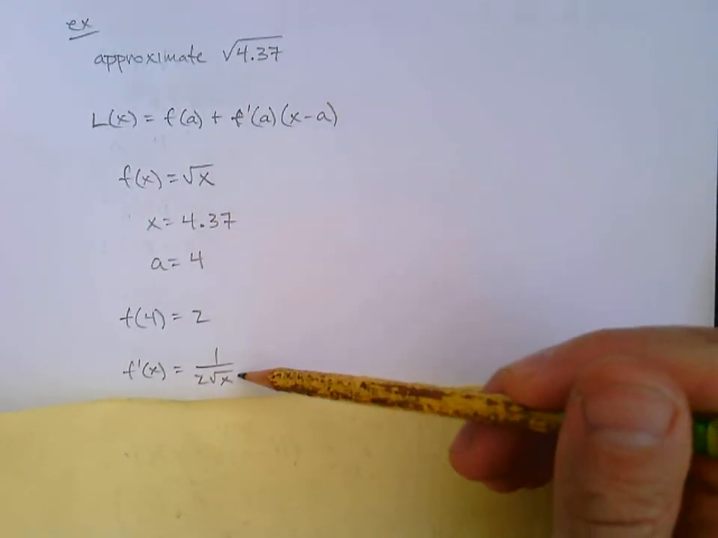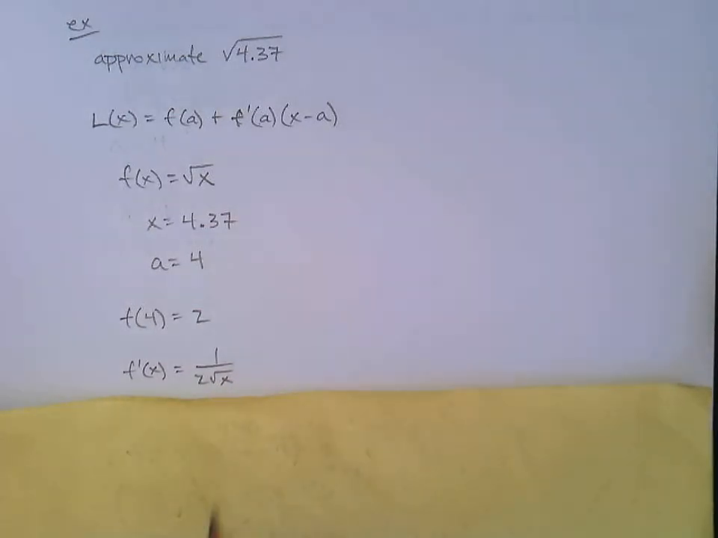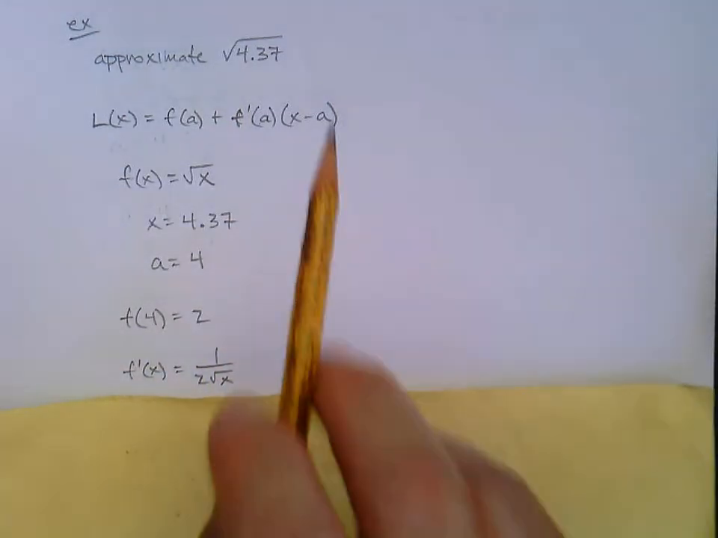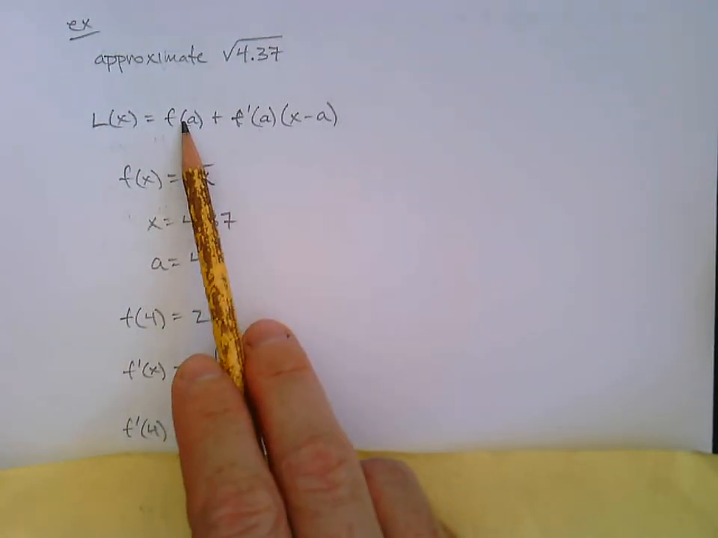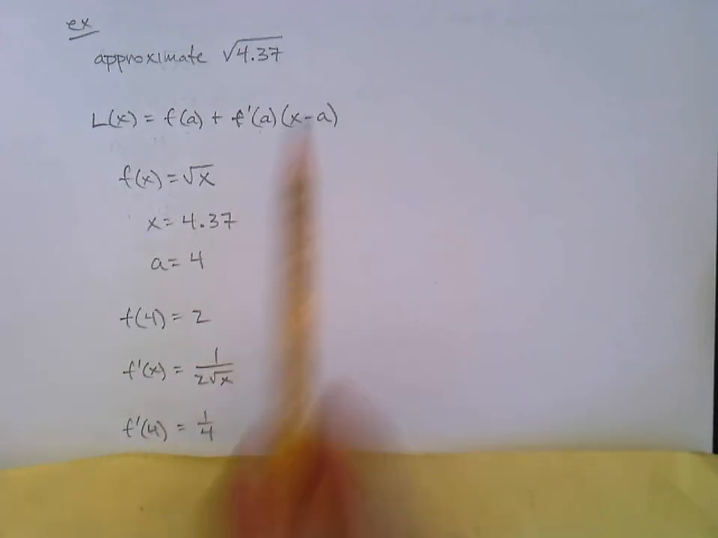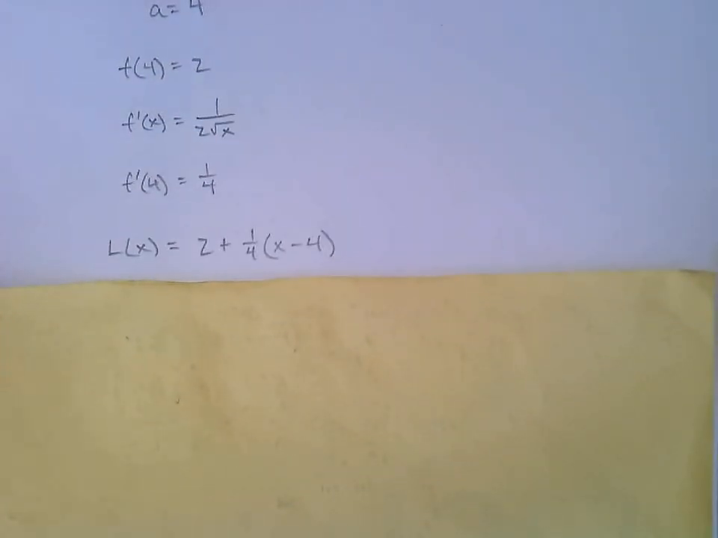So I would go through the steps. We already did it. It was 1 over 2 square root x. So I'm not going to repeat that. And then, derivative is great, but what we really want to do is plug that 4 in to get f prime of a. When we plug in the 4, we did this already, 1 over 2 times 2, it's 1/4. Then I can say, perfect, I know how to fill in this, this, and this. So now my linearization formula becomes L of x equals 2 plus 1/4 times x minus 4.